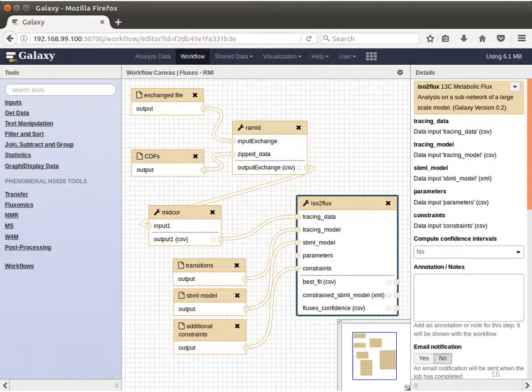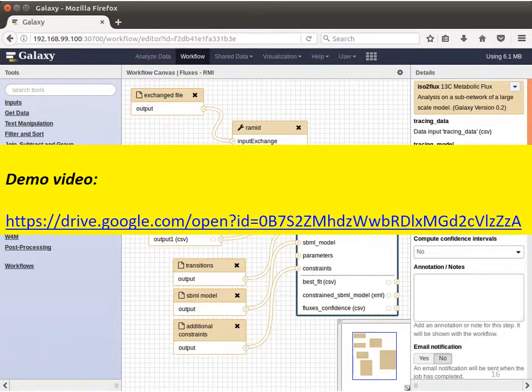Running Galaxy. A demo video can be downloaded with the proposed example analyzed, with a detailed explanation of all required steps.